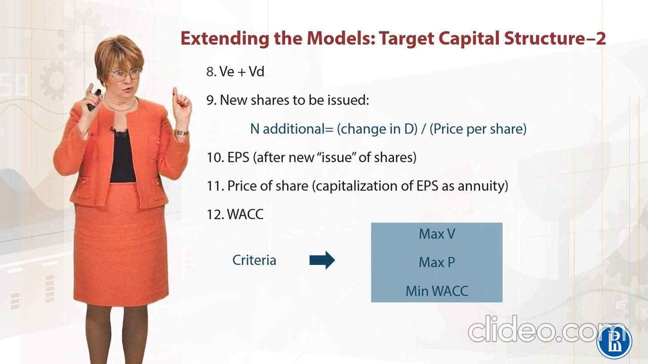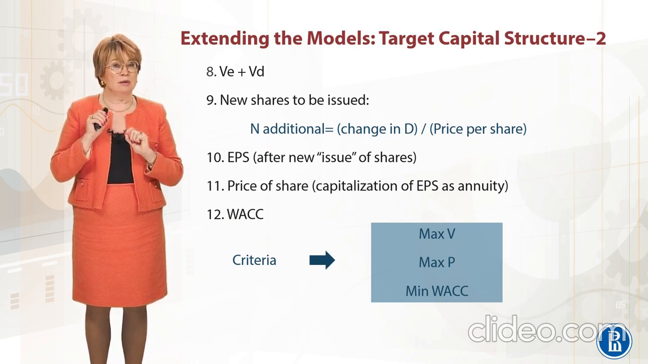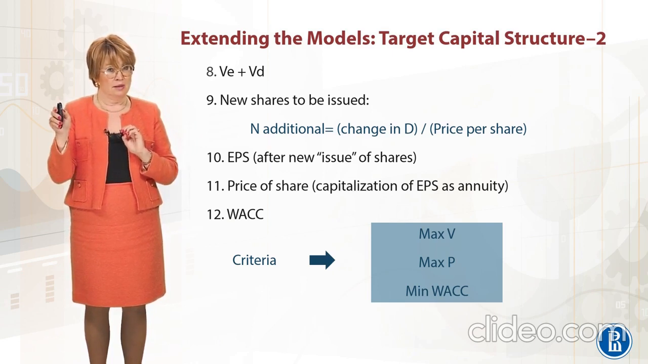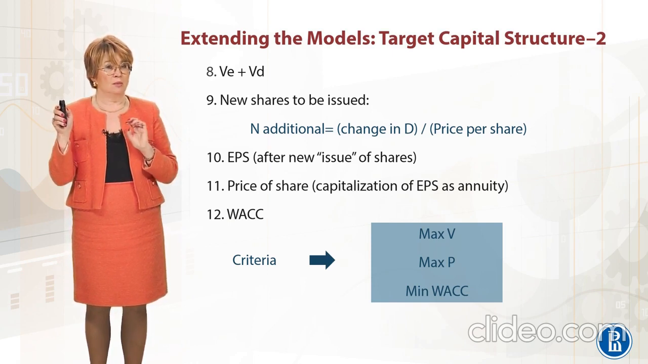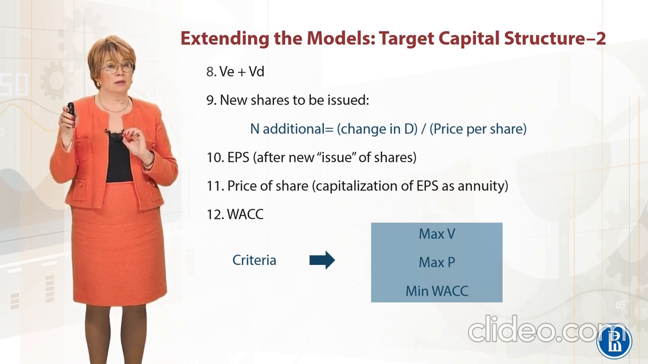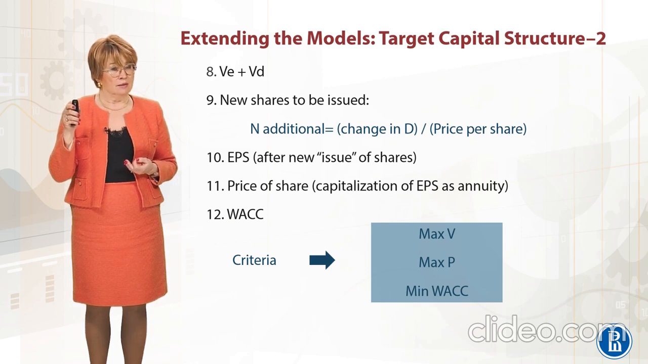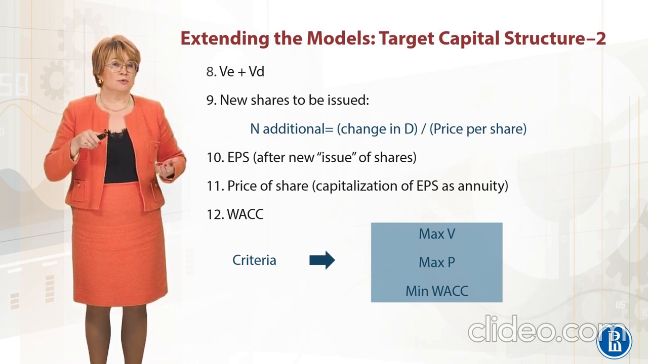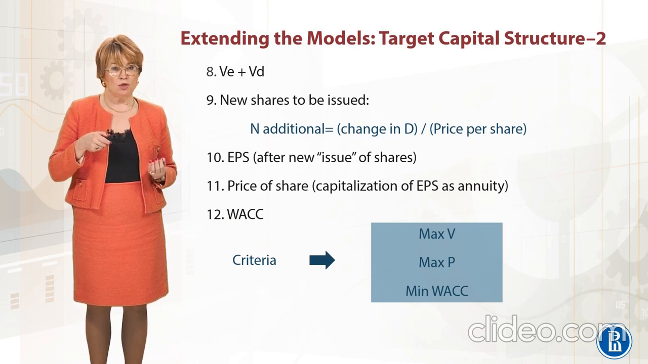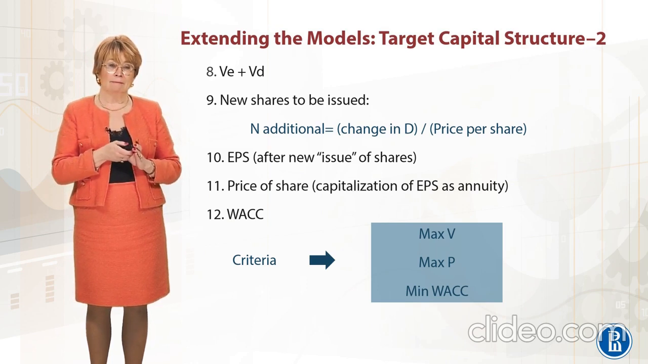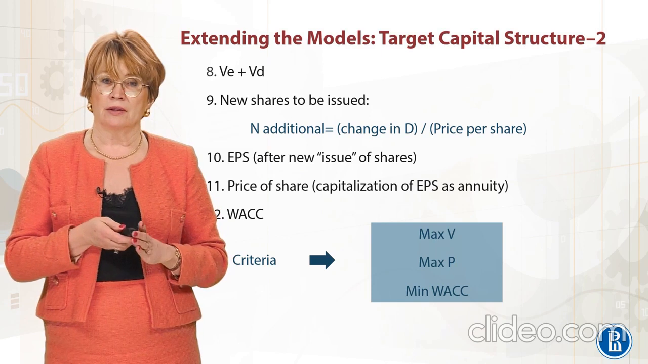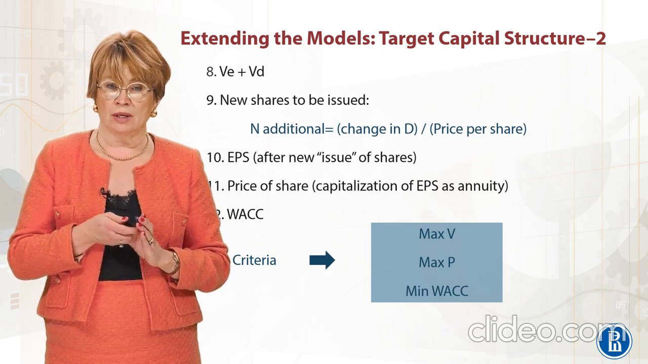Dividing the amount of change in the debt of the company by the price per share currently observable in the market, we will get an estimate of how many shares should be issued in case we wanted to get that financing through equity financing. But then it will also influence the earnings per share, and we will need to calculate the new coefficient for earnings per share.